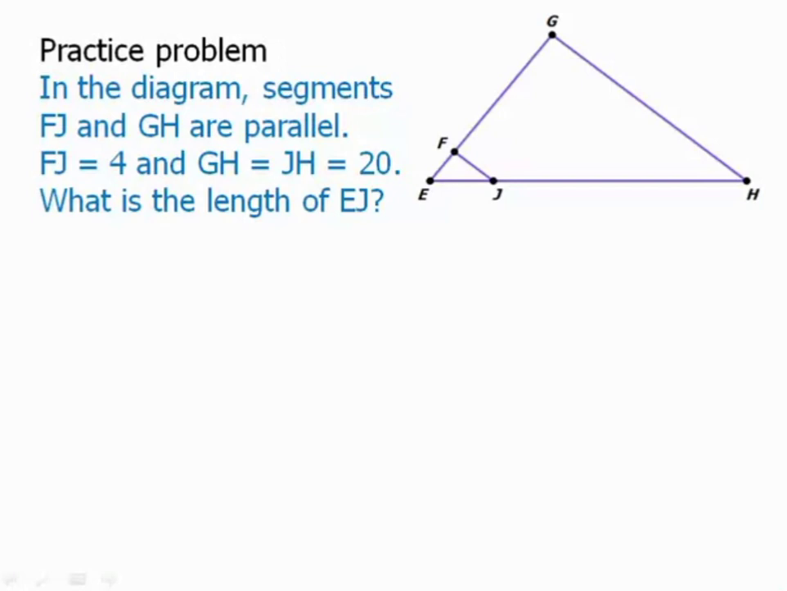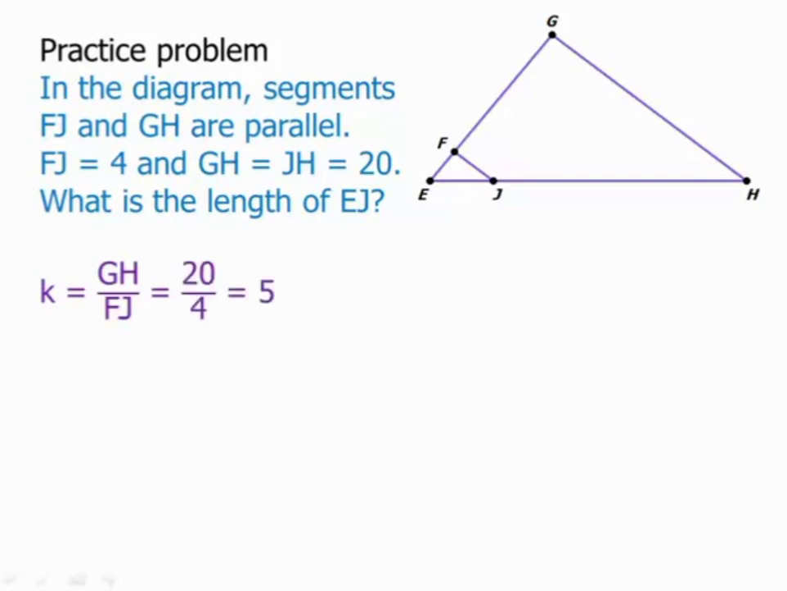Well, first of all, let's compare the two sides that are obviously corresponding sides. So we take the ratio of GH over FJ. This is going to be the scale factor. And of course, this is 20 over 4, so this is 5. So we don't know EJ, so let's just call that X. That's the thing we're looking for. We do know that EH would have to be 5X. It would have to be 5 times that length.